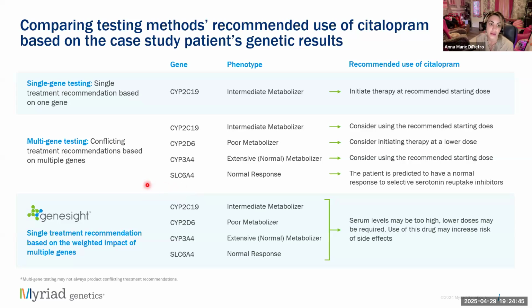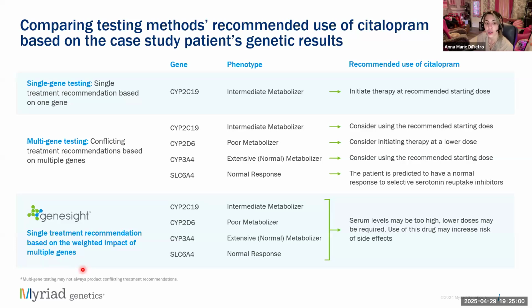Versus with a weighted impact, such as GeneSight, what GeneSight does is it takes the individual significance of these genes and applies it directly to that particular medication.